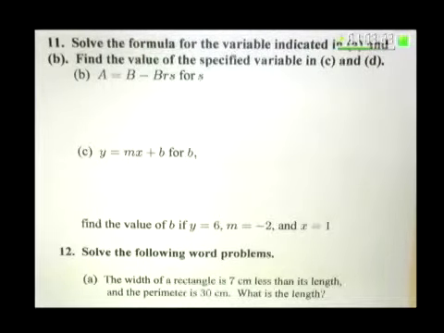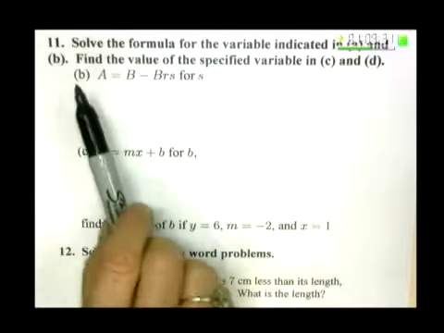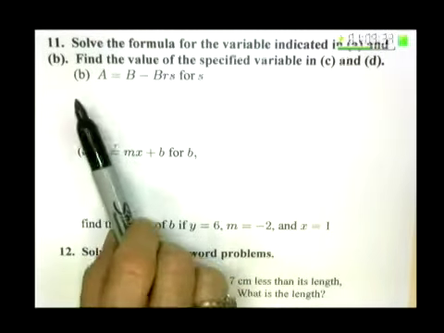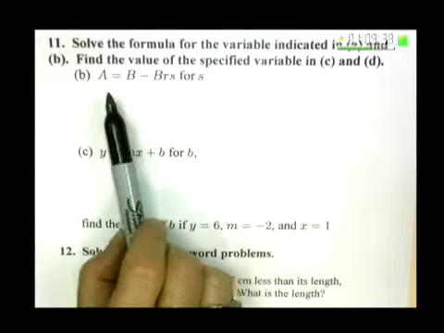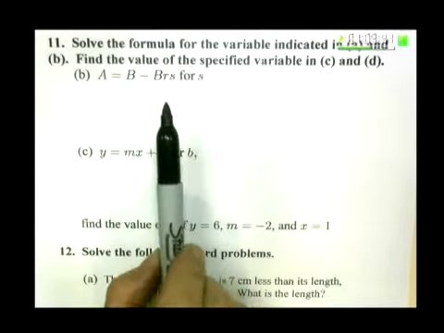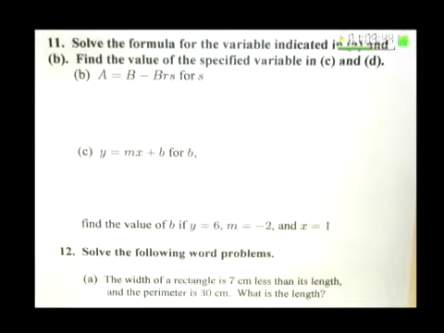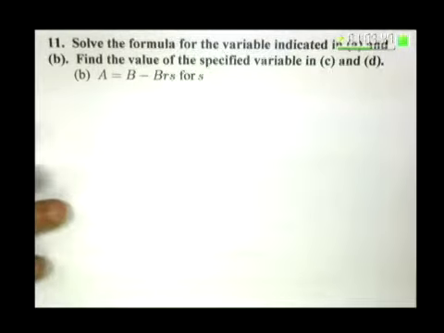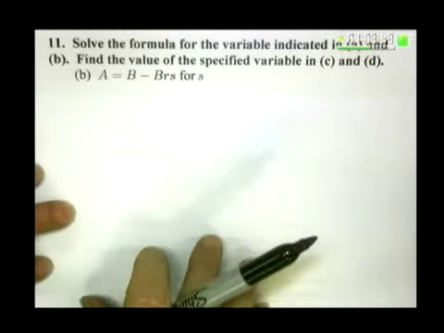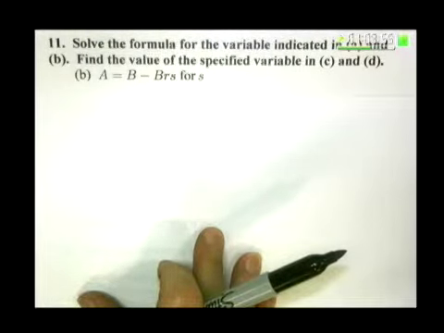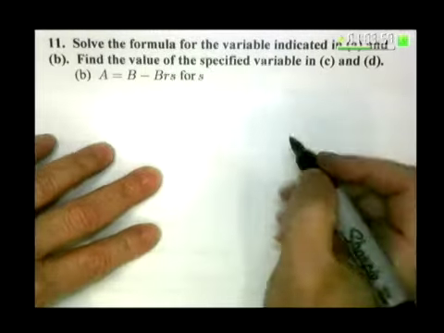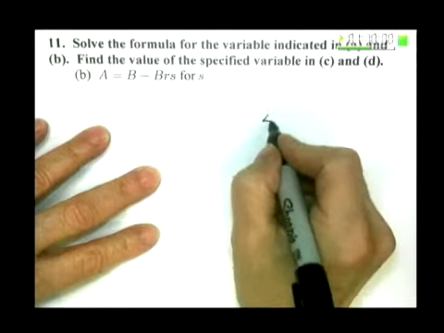Problem number 11 says, solve the formula for the variable indicated in A and B. So let's look at problem B. This is a formula. It says a equals b minus brs. And this is called a literal equation because it only has letters in it. When we work a problem with letters, it seems to be a whole lot more difficult than when we have numbers. So basically, this is a problem something like this.